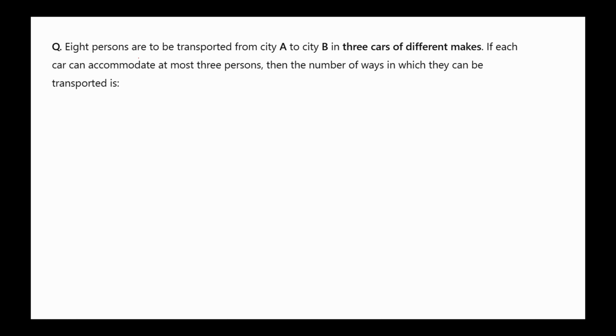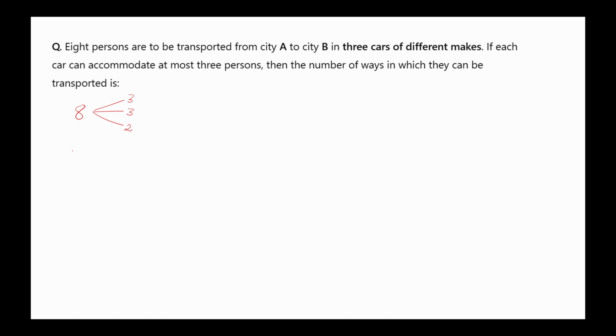Let's say we have 8 persons who are to be transported from city A to city B in 3 cars of different makes. If each car can accommodate at most 3 persons, first of all we have 8 people, there are 3 cars, that means we have to distribute them in 3 different groups. So in one of the groups there are going to be 3 people, the other one as well 3, and in the last one there are going to be 2. Because there are 3 cars and there are 8 people, we need to distribute them in this order only. Then the number of ways in which they can be transported is.